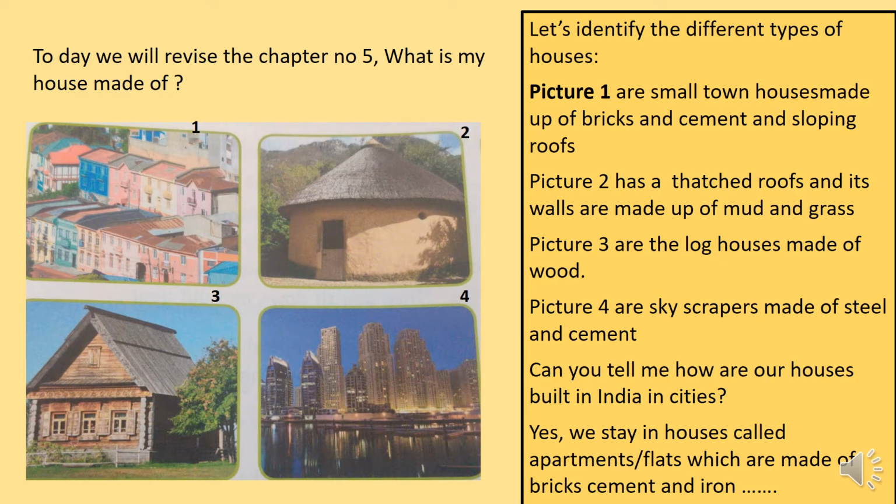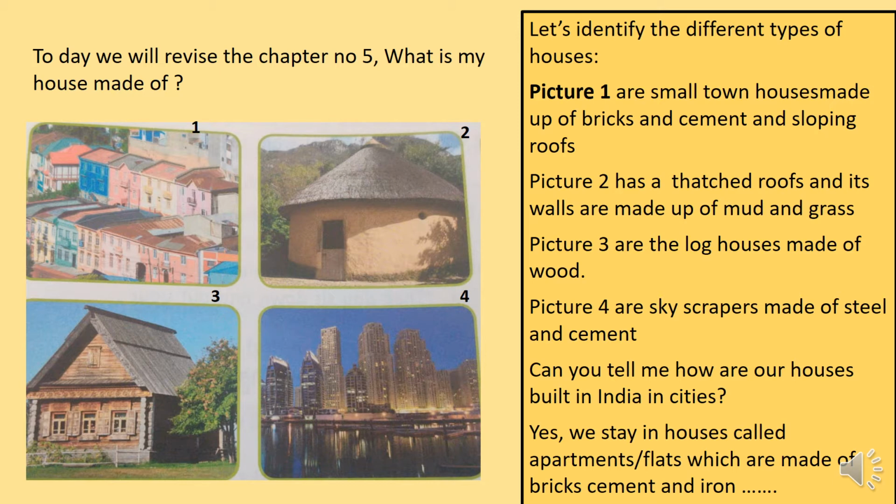Today we will revise chapter number 5, which is called What is my house made up of? On your left hand side you can see 4 pictures: picture 1, 2, 3 and 4. So if you look at picture 1, what do you see? You see small houses which are made up of probably bricks and sloping roofs.